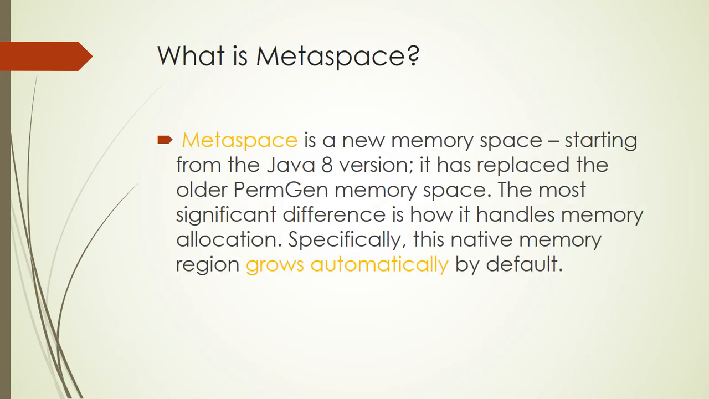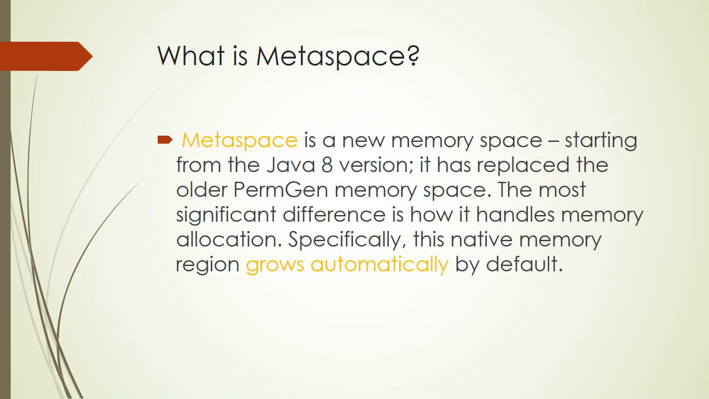Moving next, what is Metaspace? This is a very important terminology that comes from Java 1.8. Till Java 1.7 there was a PermGen memory space. Now this has been replaced with Metaspace, which is auto growable in nature, so the program will never throw an out of memory error for PermGen. Metaspace is a new memory space starting from the Java 8 version. It has replaced the older PermGen memory space.